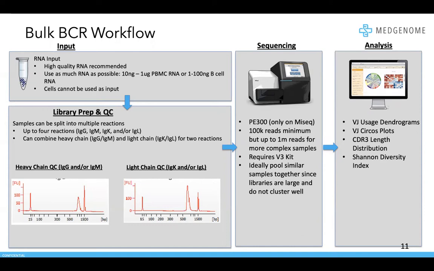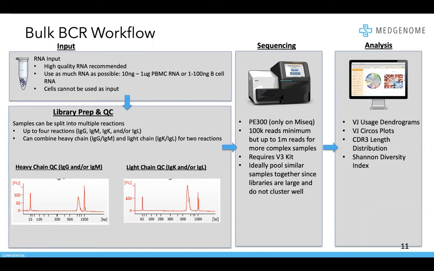The other thing that's different is that the amount of libraries you end up with per sample is variable and depends on the project and what the client's looking for. Each Takara BCR kit comes with 4 sets of primers to amplify the heavy chain IgG or IgM, and then the light chain IgK, the kappa, and lambda. And so there are options here.